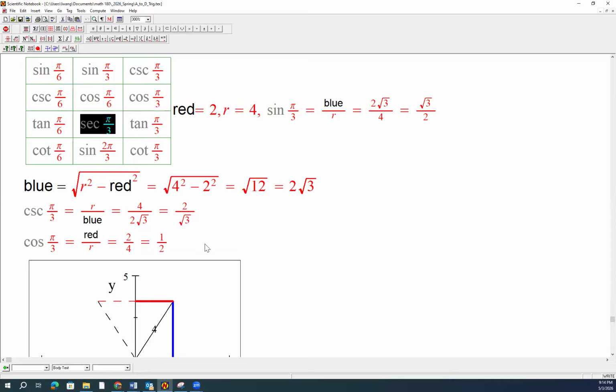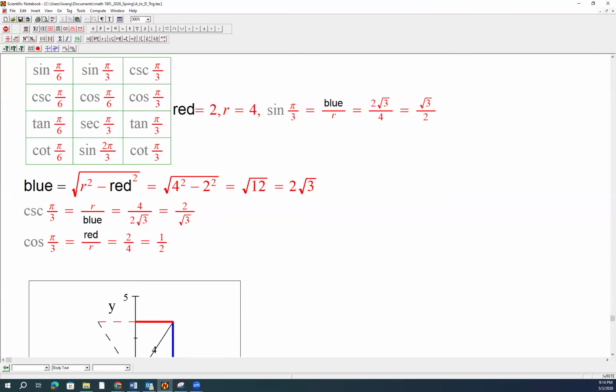Secant pi over 3 equals, that's going to be R over red.